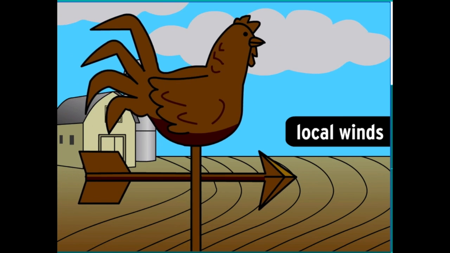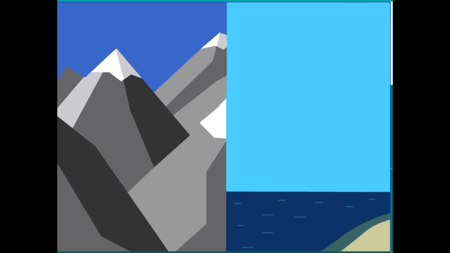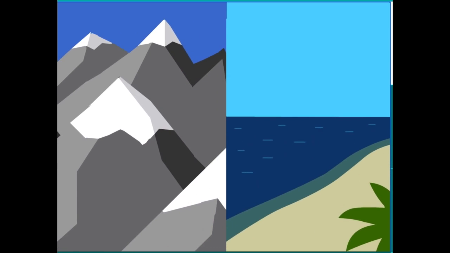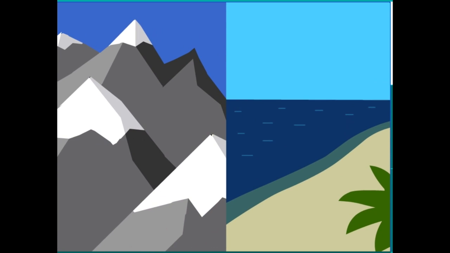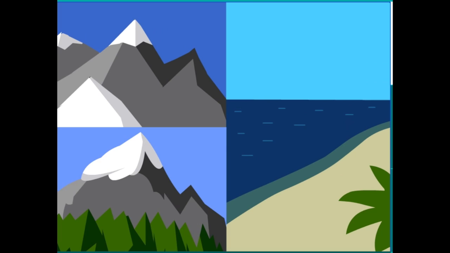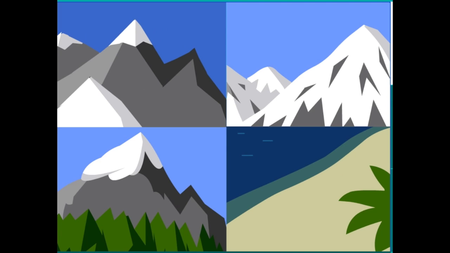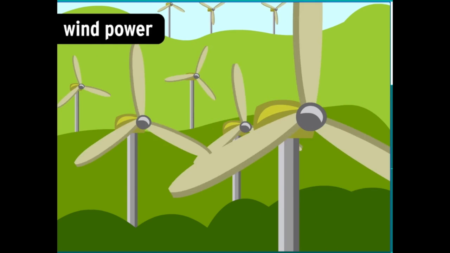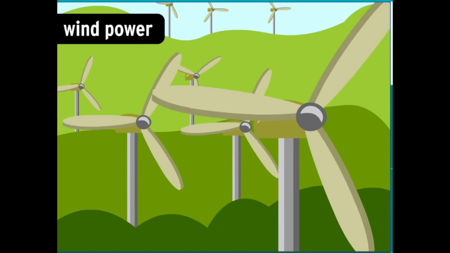Local winds are particular to certain countries or areas. Geographic features like mountain ranges or bodies of water can drastically affect wind conditions and create localized winds like the Santa Ana winds in the North American Rockies and the Föhn in the European Alps. Wind power can be harnessed to make electricity, which you can learn about in our Energy Sources movie.